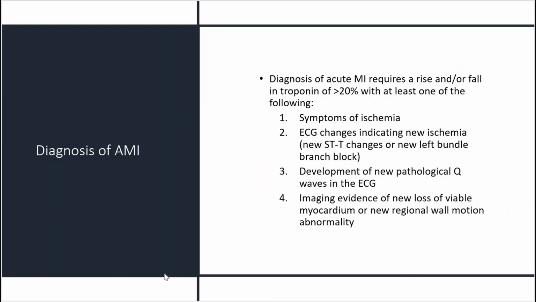Also want to take a moment to mention the diagnosis of acute MI. Diagnosis of acute MI requires a rise and or fall of troponin of at least 20% with at least one of the following: symptoms of ischemia, EKG changes indicating new ischemia, development of new pathological Q waves in the EKG, or imaging evidence of new loss of viable myocardium or new regional wall motion abnormality.